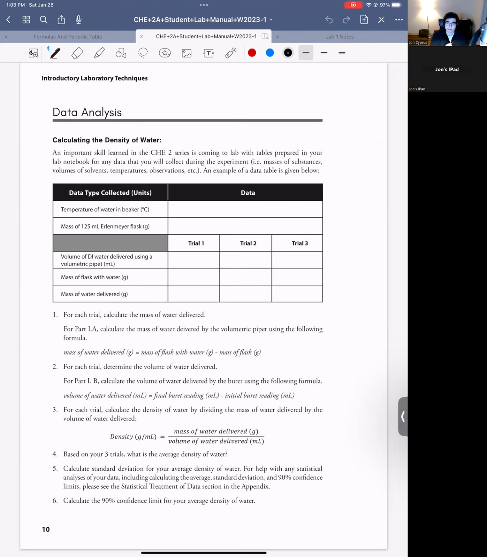Today I'll be going over the introduction to lab techniques, the data analysis, and give you some guidance on how to do these post-lab calculations if there's any confusion. So I'm looking at this first page of the data analysis of the Introductory Laboratory Techniques Lab, right? First, you want to calculate the mass of water delivered in each of these trials. So how would you do that?